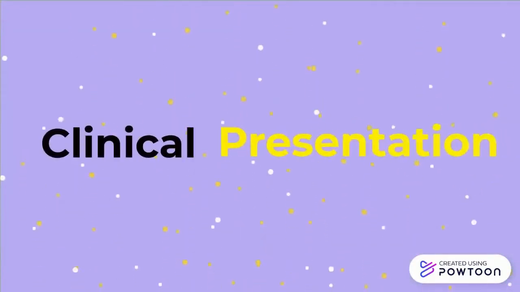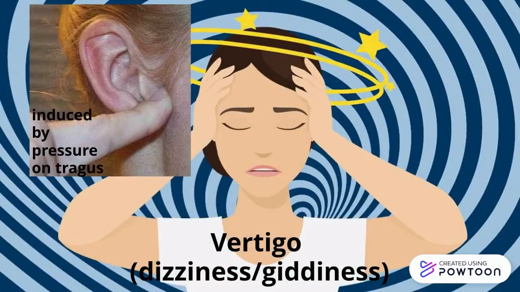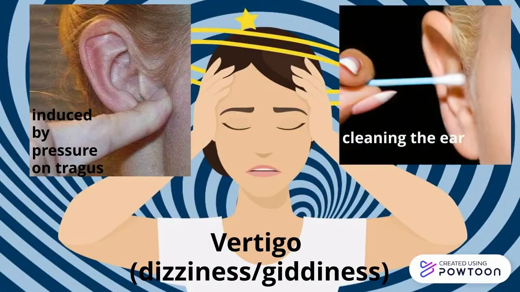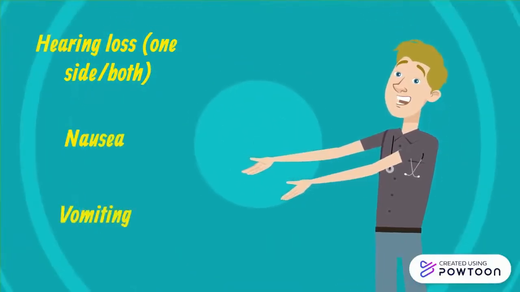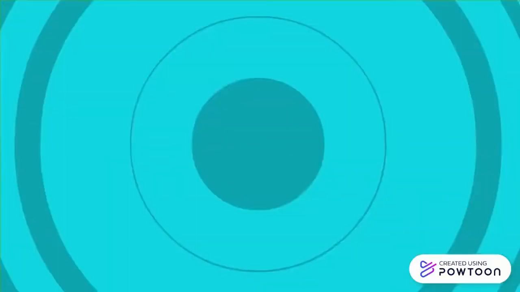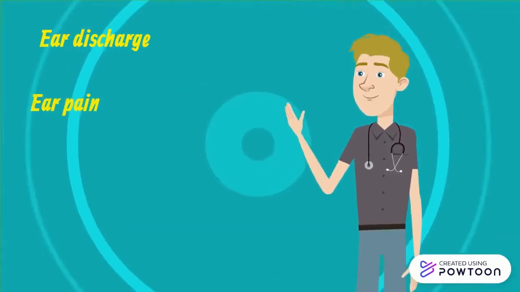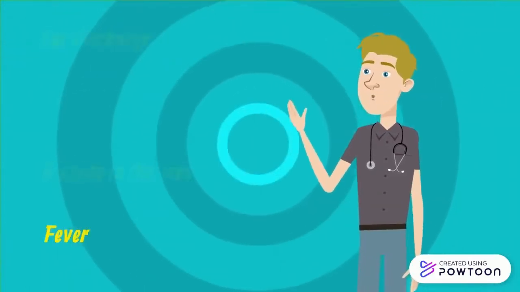If you're having acute labyrinthitis, you may be presented with vertigo, which is induced by pressure on your ear or cleaning the ear. You can also experience hearing loss, nausea and vomiting, and also ear discharge, ear pain, ringing in the ears, and also fever.